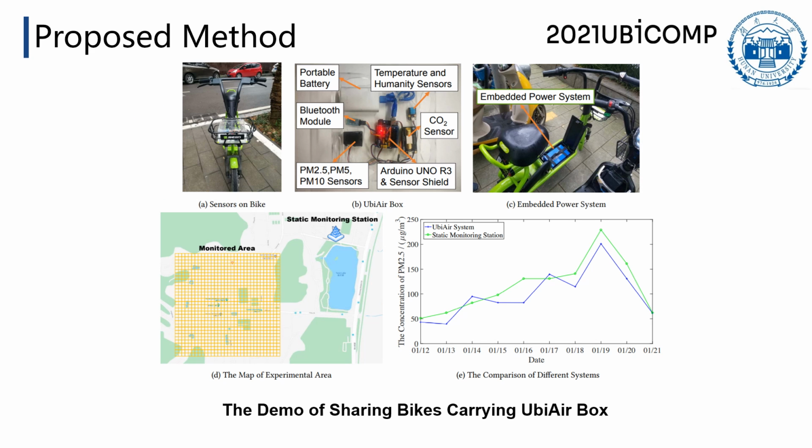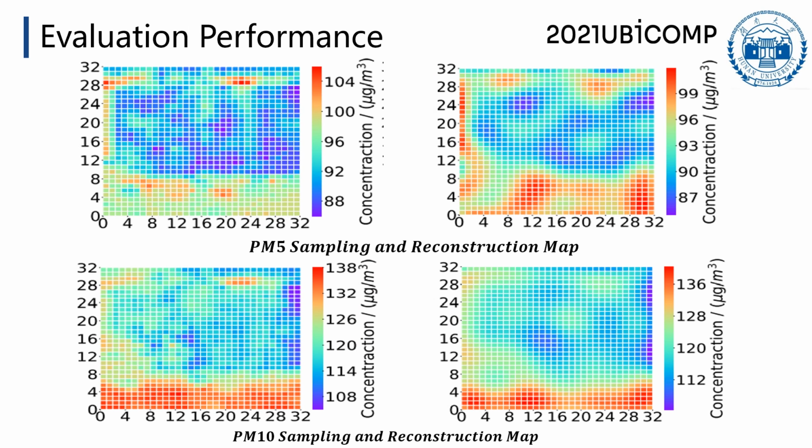By embedding our sensor box and its power system into shared bikes, we verified our UbiAir system initially at our university. Here and above are the comparisons between sampling maps and reconstruction maps after the BCS approach in the same monitoring area. We can see from them that the data reconstruction maps present smoother color transitions than the data sampling map, and the grid scales at the same position present similar colors among these heat maps.